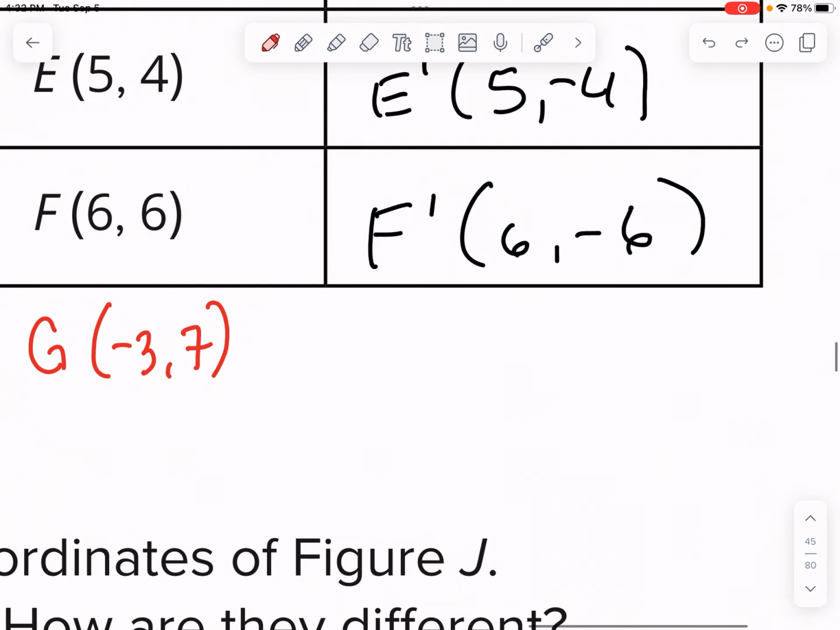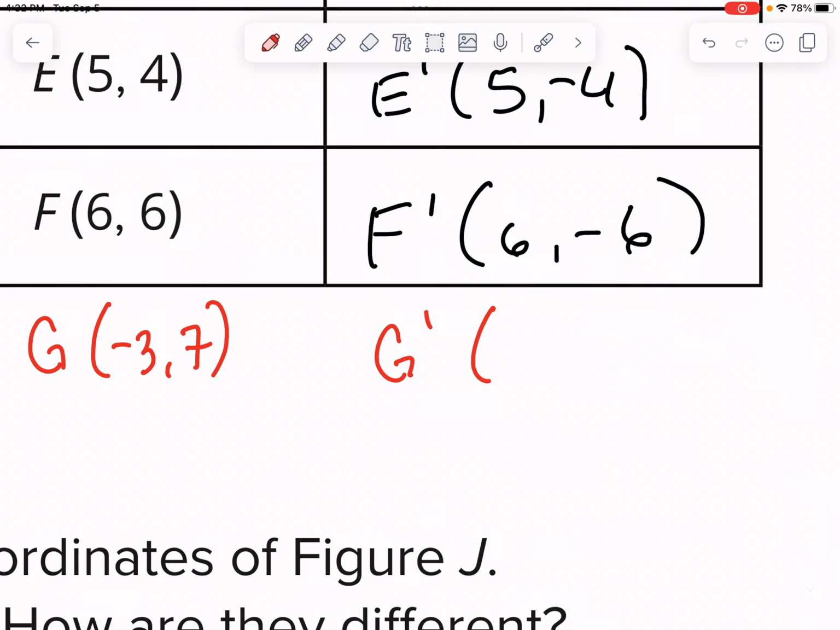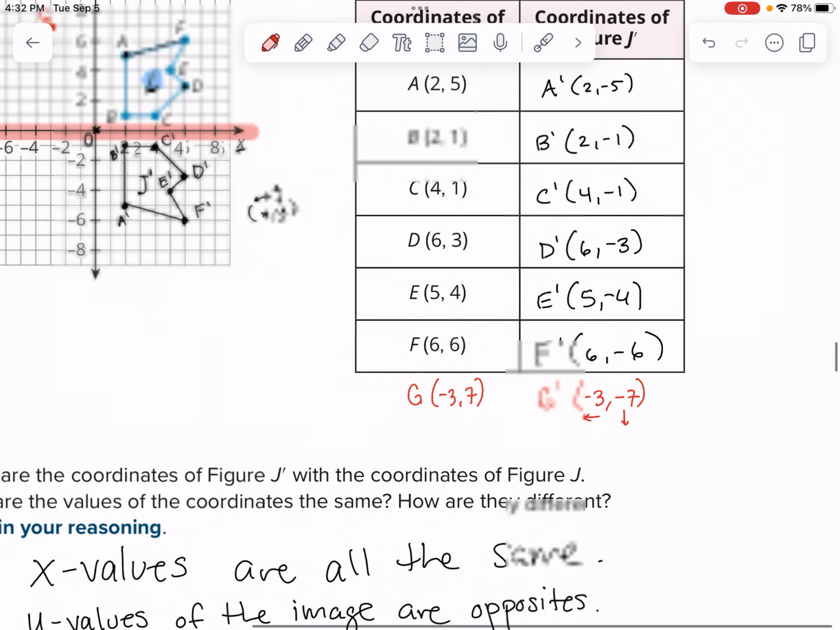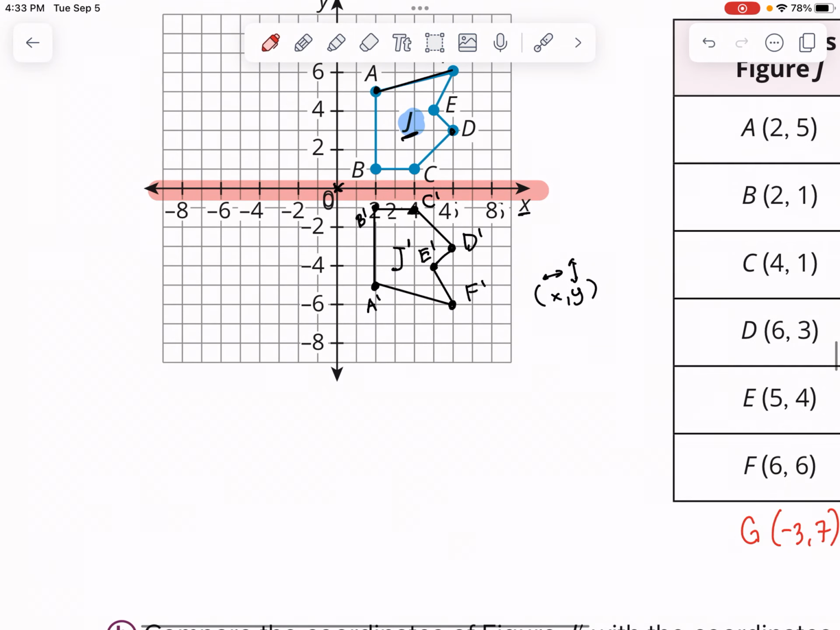Let's say I use my rule. G prime would then be -3, right? The x value still stays the same, but 7 becomes -7. So let me graph that. This means go 3 left, and -7 means go 7 down. So 3 left, 7 down. I'm going to go 3 to the left, 7 down, so I'm right over here. This should be G prime.